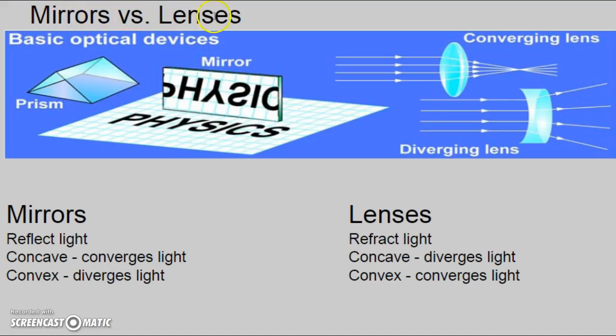We're going to be looking at mirrors and lenses. A mirror and a lens. So a mirror is going to reflect light, and a lens is going to refract light. A concave mirror converges light, and a convex mirror diverges light. When we look at lenses, a concave lens is going to diverge light, and a convex lens is going to converge light. And that's what the pictures up here are showing you, different lenses.